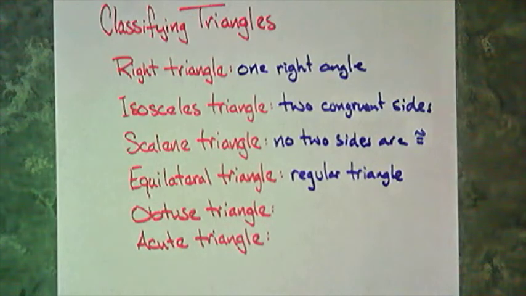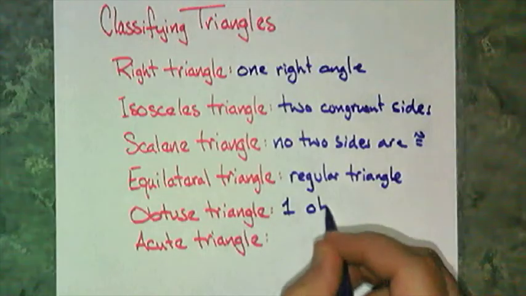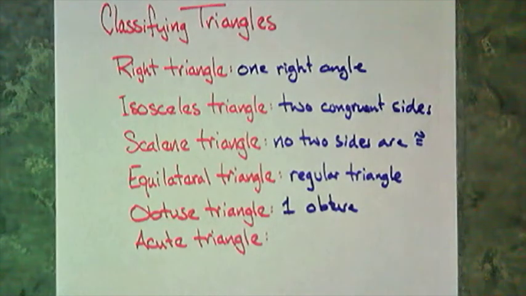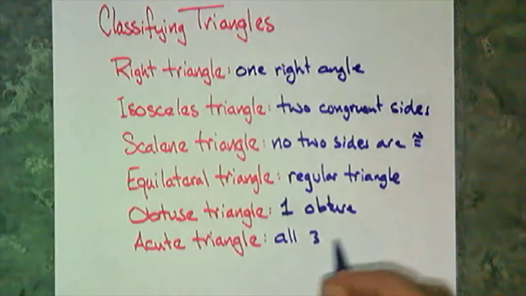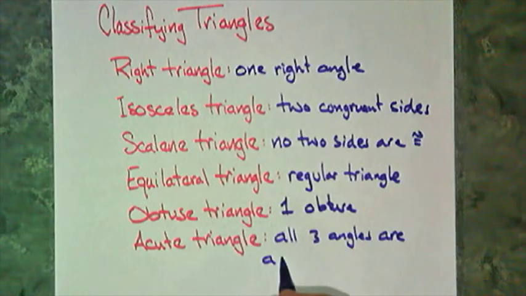An obtuse triangle: there is one obtuse angle in an obtuse triangle, not two. An acute triangle: all three angles are acute.